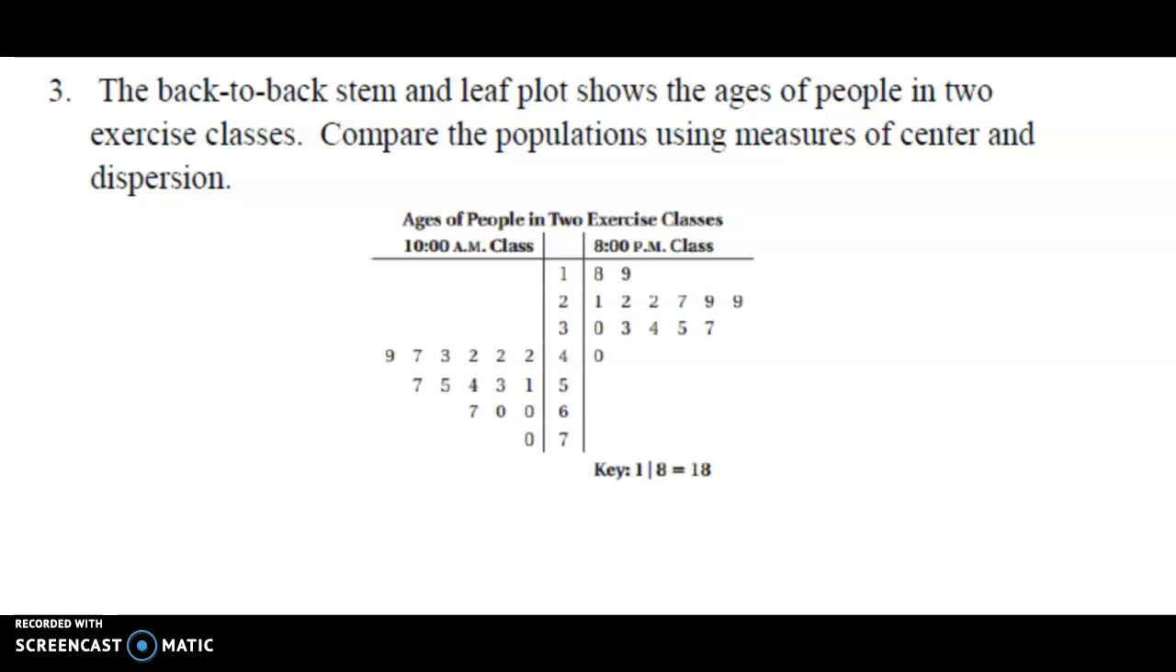All right, the last one we're going to do is a back-to-back stem and leaf plot, which shows the ages of people in two exercise classes. And again, we're going to compare these populations using measures of center and measure of dispersion. Again, the first thing we have to do is figure out, are the data sets symmetric or skewed? So we have to look at this one kind of sideways a little bit. And I'm going to look at this 10 a.m. class, and you see that it goes up but really doesn't come back down. This data is skewed.